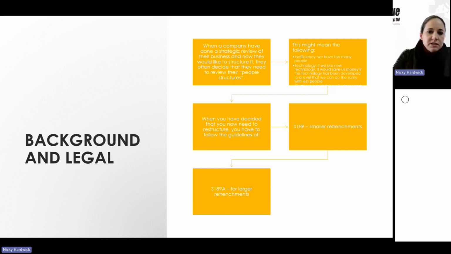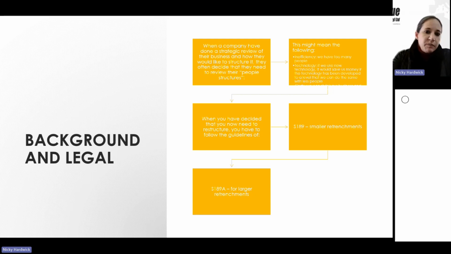So as I've mentioned in the second block there, it could be an inefficiency. We have too many people doing not enough work. It could be new kinds of technology. Since COVID, many things have changed where we had people on site in certain areas. Maybe we no longer have a need for those people in certain areas. So there's various different things. Then we move into when we decide what is the reason for the restructure. So why are we doing it? We then need to know that we have to follow certain guidelines.